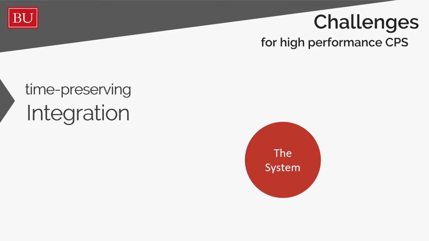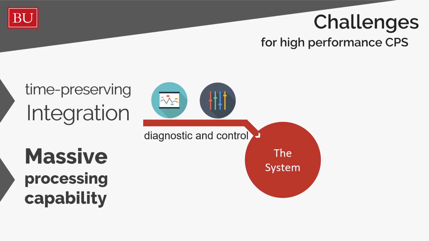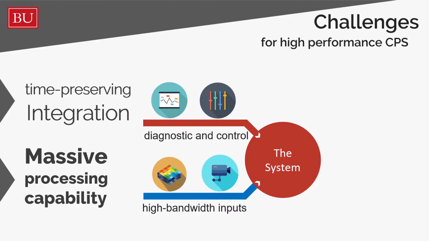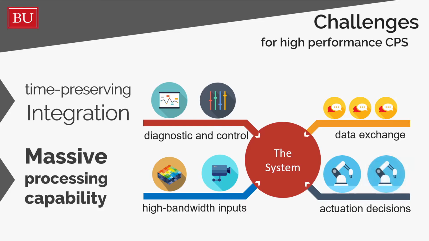And not only is it important to be able to maintain the same temporal properties of those initially isolated single processing units, but what the new revolution calls for is a massive increase in processing capability. In fact, what we expect now from our system is this massive context awareness and the ability to, for example, provide remote diagnostic and control, as well as being able to handle high bandwidth, high definition video and audio streams, or for example, high bandwidth communication interfaces, such as gigabit Ethernet, and at the same time, still being able to provide timely actuation decisions to the physical world.